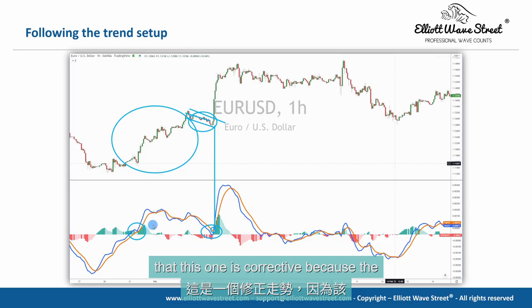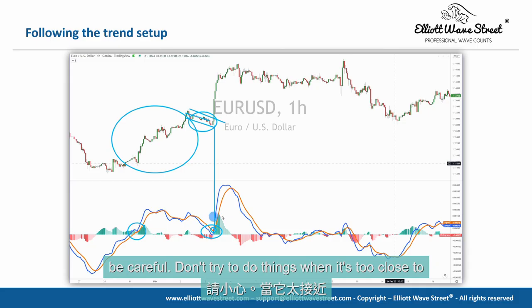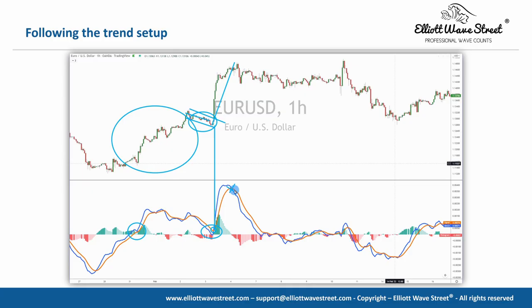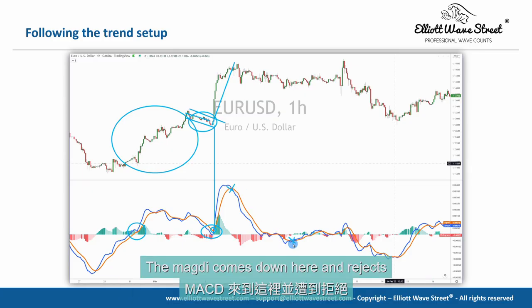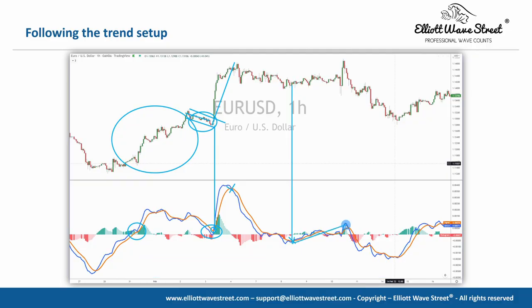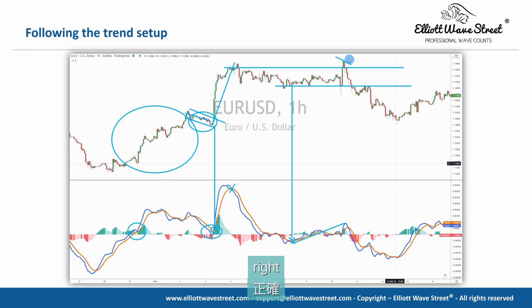Because the MACD is above 0, far from 0. Be careful, don't try to do things when it's too close to the 0 line. Then we have a nice leg up. The MACD crosses down, so it's time to book profits. The MACD comes down here and rejects, showing a bull signal from this area. Then it moves a little bit higher, right? Makes the high right there.